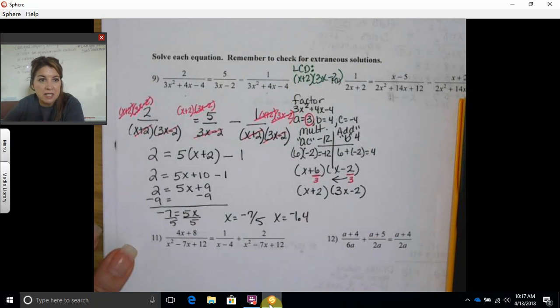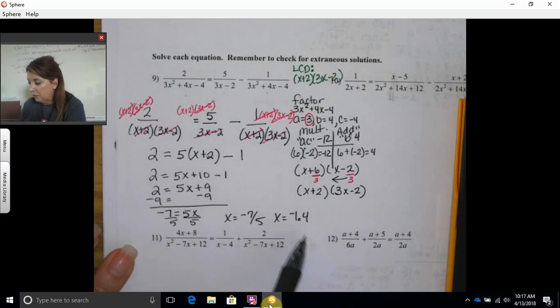Remember I told you on your test it's going to be some multiple choice and then some not multiple choice. So on the multiple choice ones, if it's in decimal form or fraction form, you need to know how to convert to both, right?